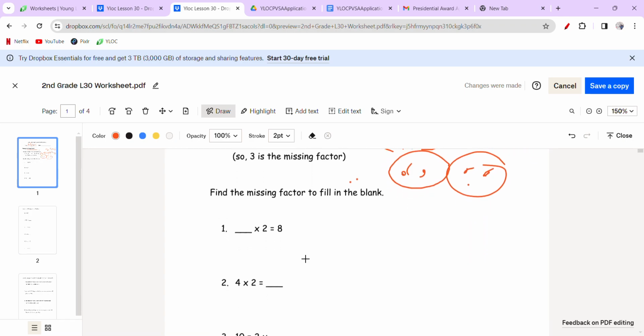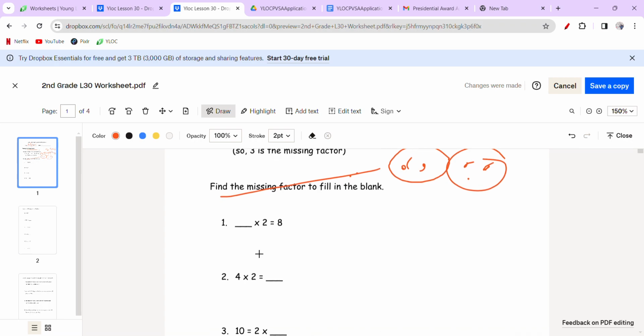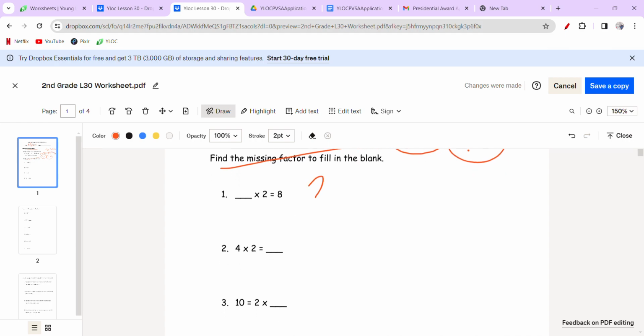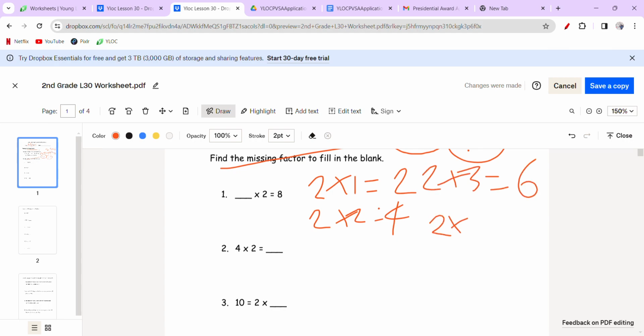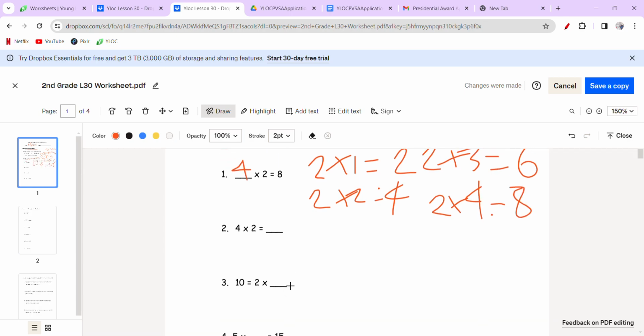So you have to find the missing factor to fill in the blank. This is all about memorization. You guys must have the multiplication up to 12 all memorized. So what times 2 equals 8? You would look for your factors. 2 times 1 equals 2. 2 times 2 equals 4. 2 times 3 equals 6. 2 times 4 equals 8. So that's how you look for the missing factor. 4 times 2, same thing right here. Then it would just be 8, right?